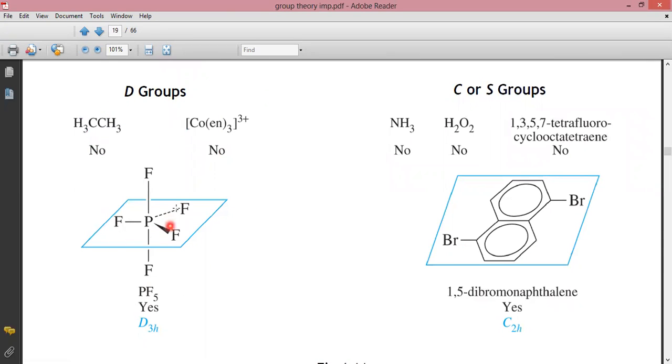Now, in this molecule PF5, the mirror plane is present. That is why we call this point group D3h. But in case of this trans-1,2-dibromoethylene, yes, the plane is present. That is why we call it the C2h point group. But in case of NH3, CH2O2, they don't have this mirror plane present, sigma h.